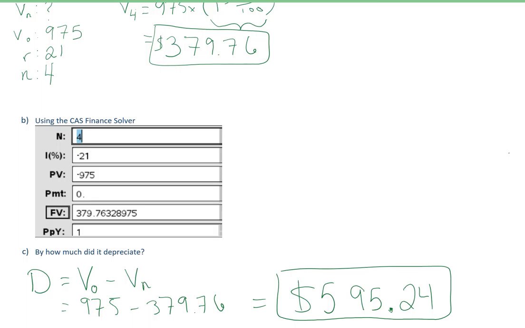So that's the concept of using the general formula to find the value. Of course, we can solve for any of the variables just by filling in the ones that we know. And then we can figure out how much we've lost by subtracting from the initial.